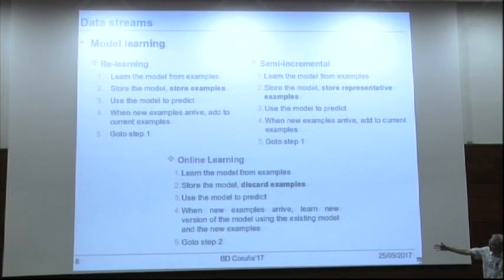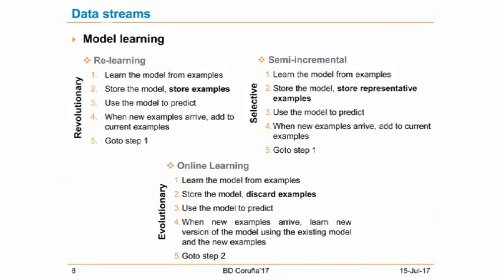In online learning, the story is a bit different. So you learn the model from examples, you store the model, and you discard the examples. Okay? And then you can use your model to predict, and when new examples arrive, all you do is just learn further from these examples, and then you discard them. Okay? So that's basically a summary of the whole.